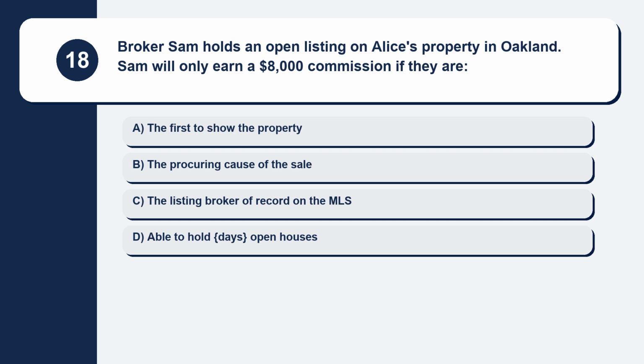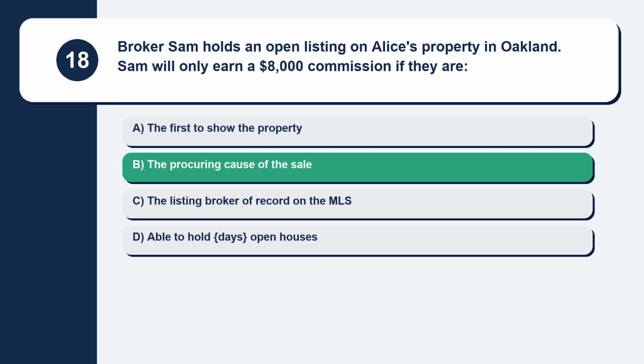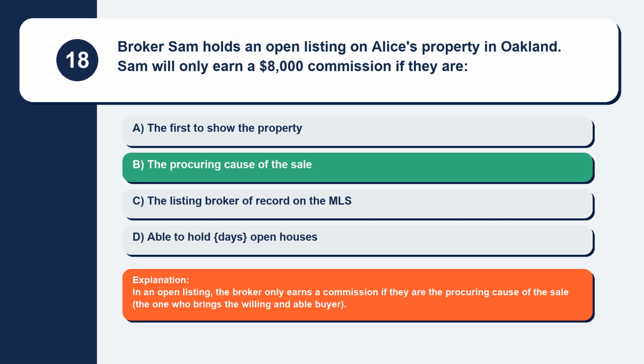Question 18. Broker Sam holds an open listing on Alice's property in Oakland. Sam will only earn a $8,000 commission if they are. Here are your options. Option A, the first to show the property. Option B, the procuring cause of the sale. Option C, the listing broker of record on the MLS. Option D, able to hold open houses. The correct answer is option B, the procuring cause of the sale. Explanation: in an open listing, the broker only earns a commission if they are the procuring cause of the sale, the one who brings the willing and able buyer.